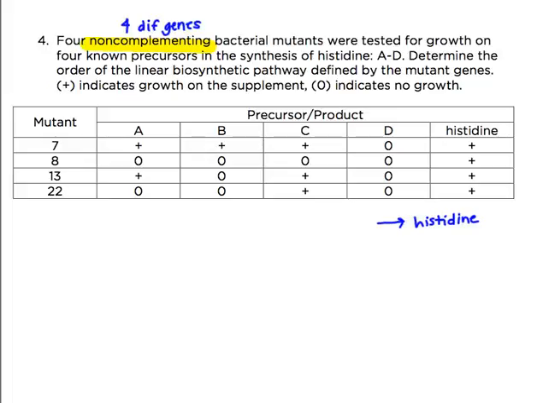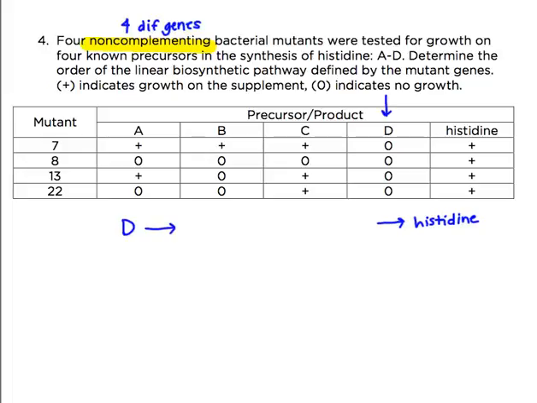And if we want to know the pathway using the A to D precursors, let's look at which has no growth on the supplement. So when given the supplement D, none of these mutants grow on there, right? So we know that D is the first precursor in this pathway.